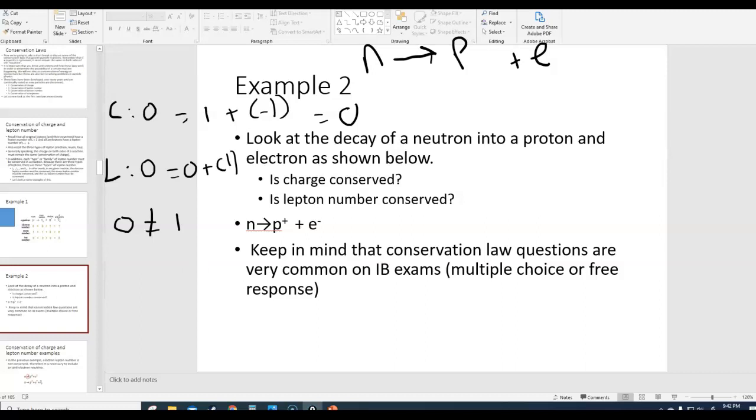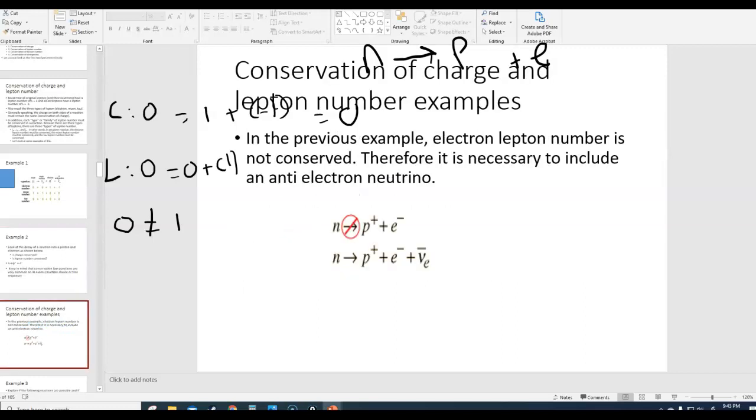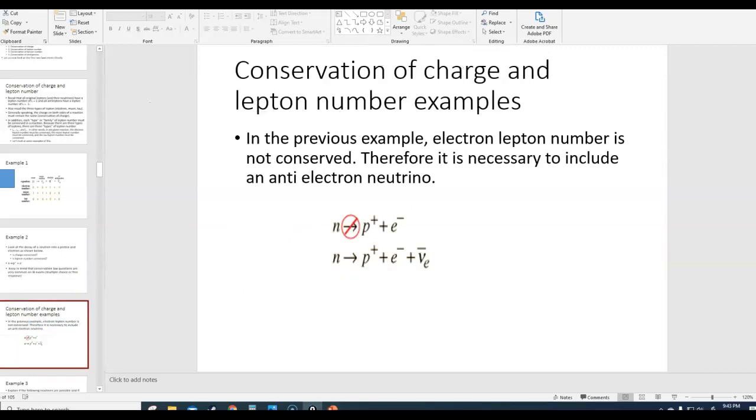And there is actually. Pause it here if you need to write this down. I'm going to erase this. As a matter of fact, the reaction as shown was not feasible, but it would work if you added an anti-electron neutrino. Because then, as far as lepton number is concerned, we would have 0 equals 0 plus 1 plus -1. The anti-electron neutrino gives us a lepton number of -1 that is required in order to conserve lepton number.